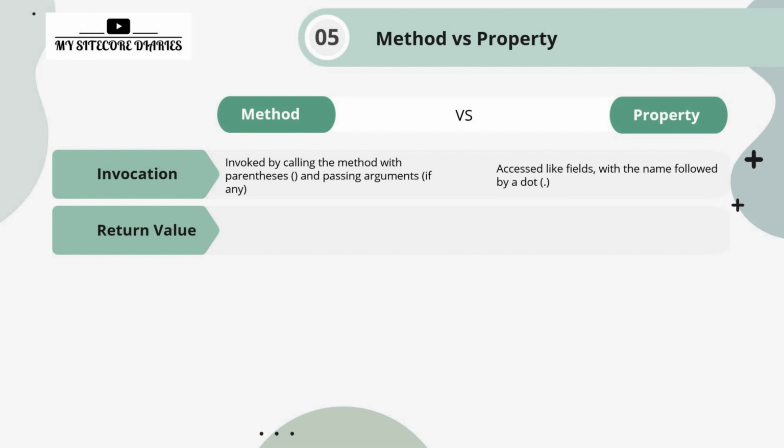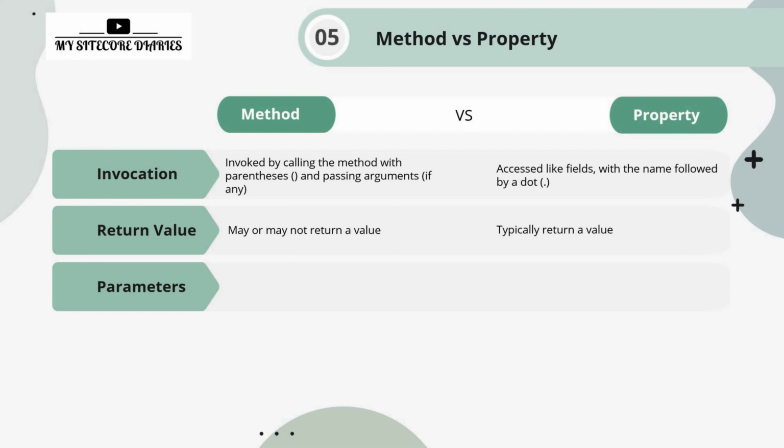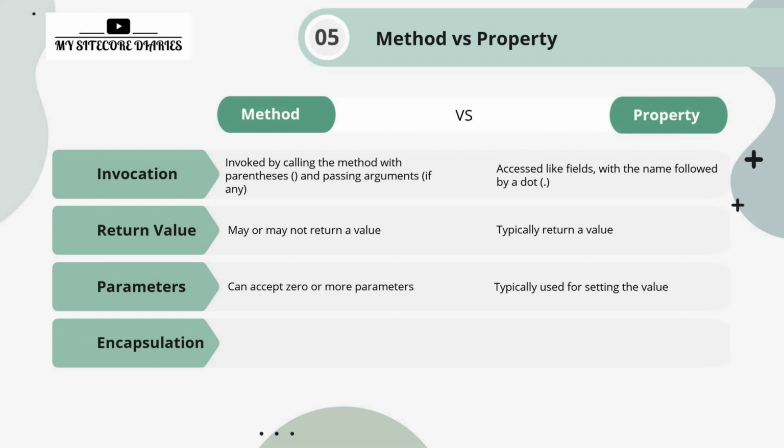Return value. Methods may or may not return a value. A property typically returns a value. Property is basically used for that purpose only, right? You have to get the value, so it should return the value. Parameters: a method can accept 0 or more parameters. A property is typically used for setting the value. Okay, so there are no parameters as such.